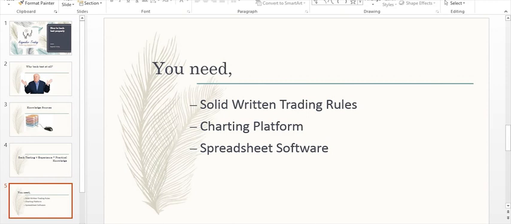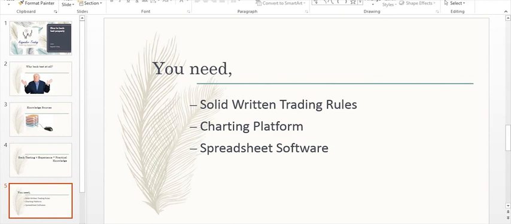Then we need a charting platform. Personally, I use TradingView, because TradingView is very fast and just user friendly. Then the last thing you need in order to backtest is spreadsheet software. I use Microsoft Excel because I am more familiar with the interface of Microsoft Excel.